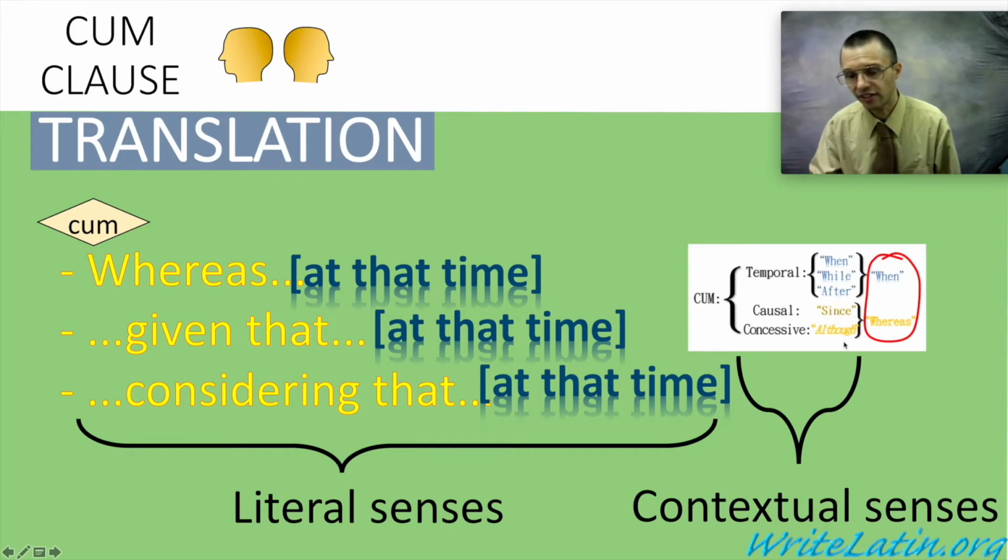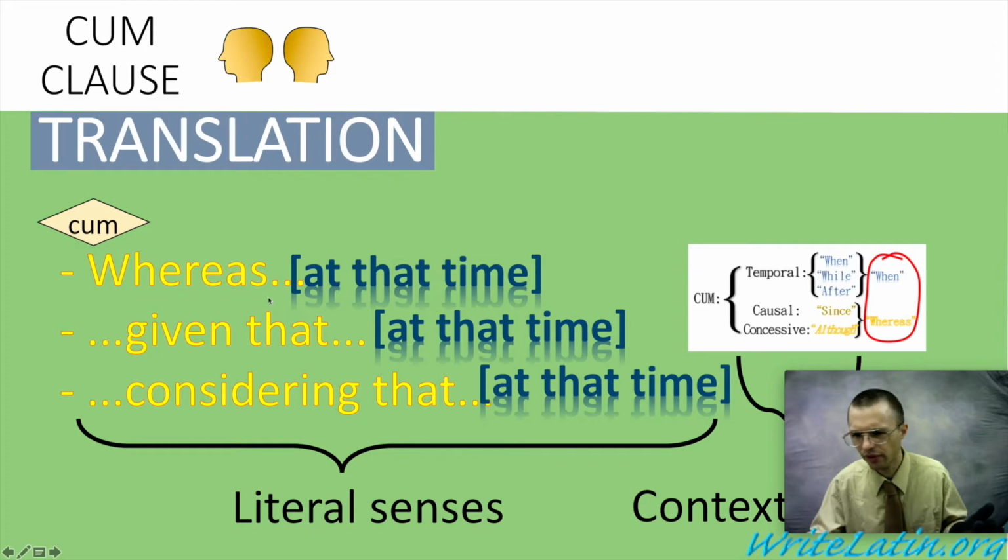When, while, after, since, and although are your contextual senses or figurative senses of cum. So better is to memorize the literal, but if you need to translate and make it fancy for someone, then you're going to want to use one out of these 5 contextual meanings here, because it just sounds bad to be saying, whereas at that time, blah, blah, blah. But you will understand all the meanings of cum if you remember whereas at that time.